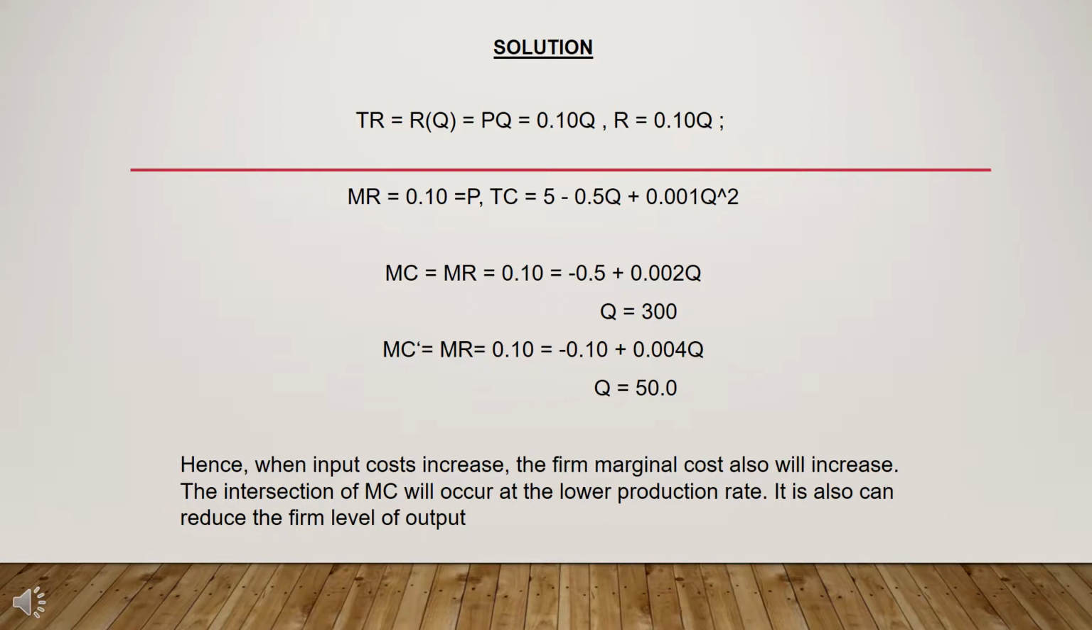Hence, when input costs increase, the firm's marginal cost will also increase. The intersection of MC will occur at the lower production rate. It can also reduce the firm's level of output.